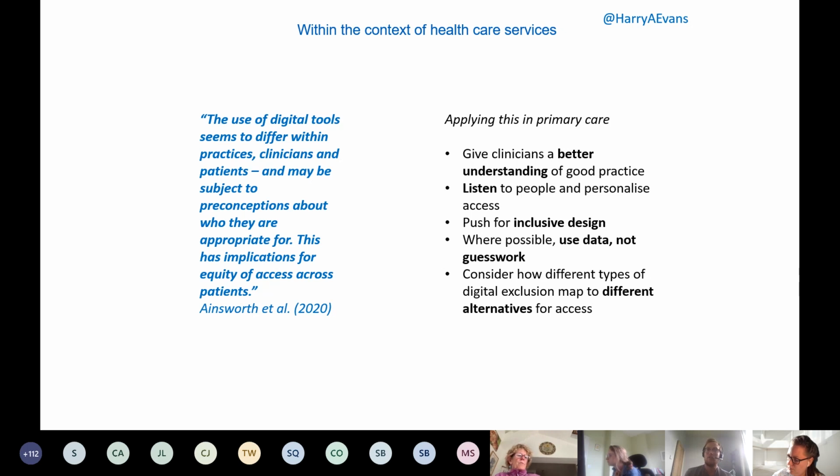And how can we use data and not guesswork to start to think about the different groups within our populations and how they can have different alternatives for access? So that's how we took that. Now that's a very narrow view.